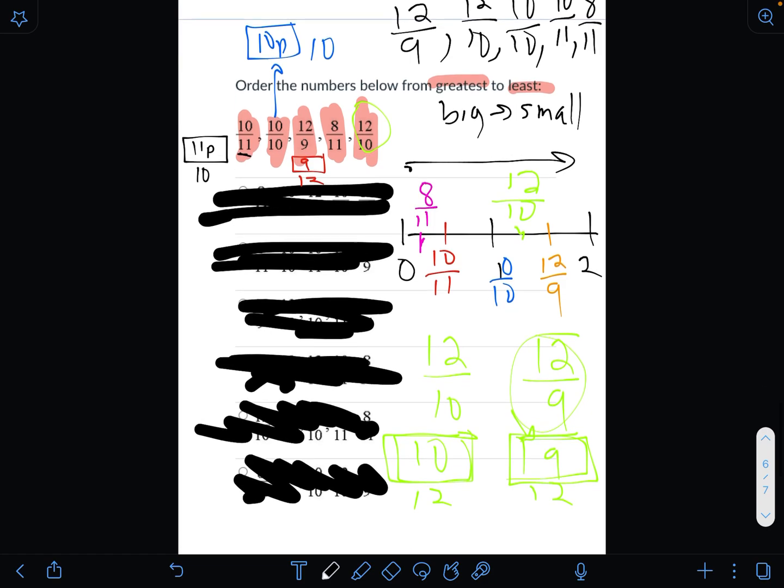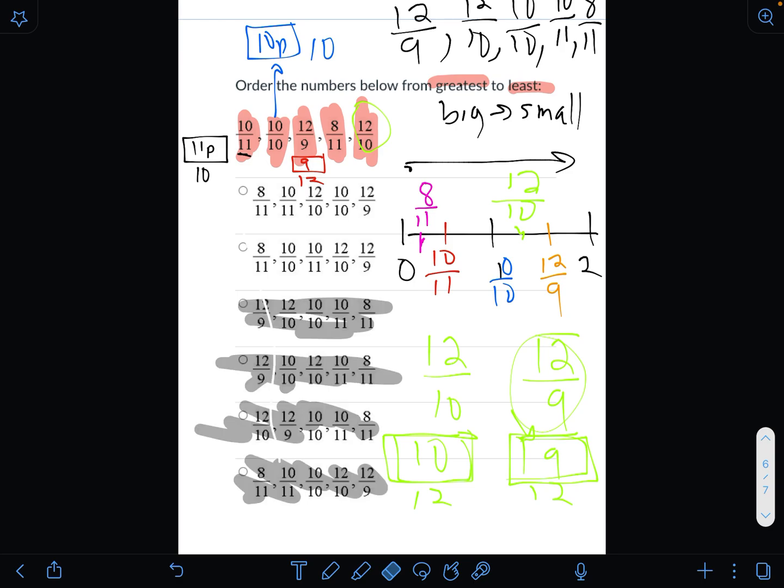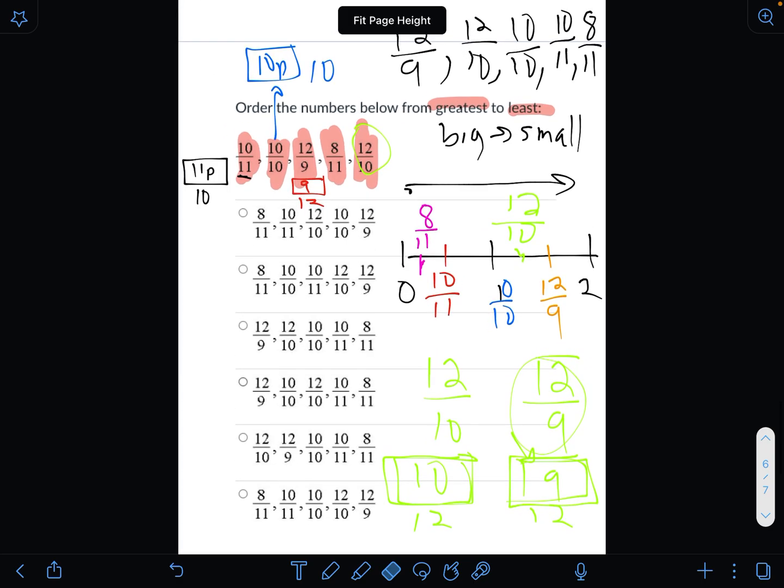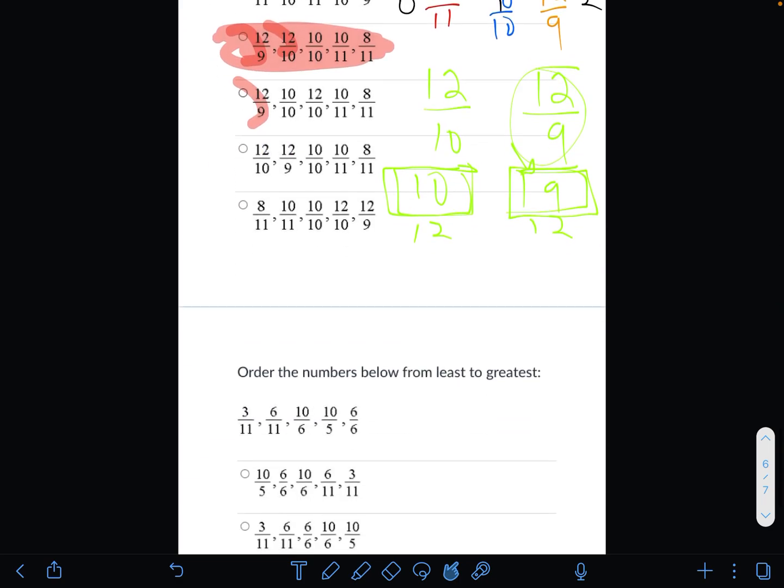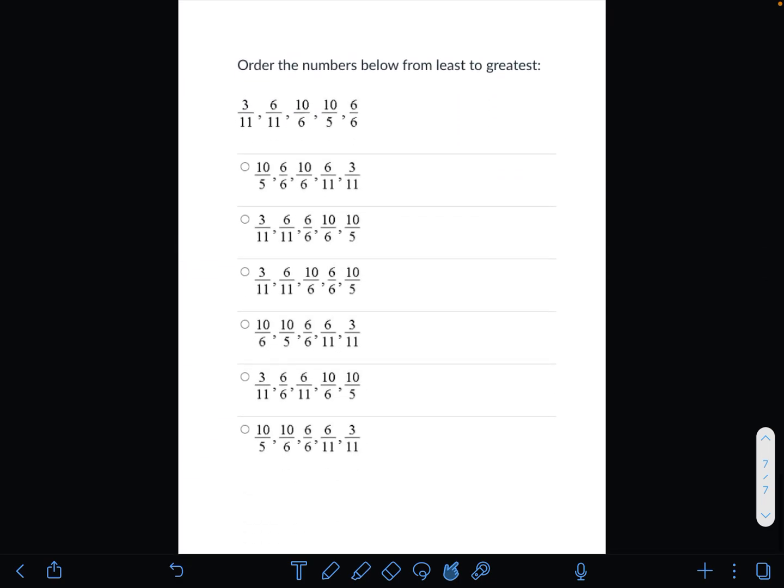So now if you want, if we take out these, we know 12 ninths. There we go. So it's either this one or this one. And then we have 12 tenths. Oh, there we go. Perfect. Let's do one more. So 3/11, all these cool fractions. So let's do what we did before. Do a number line. 0, 1, 2.